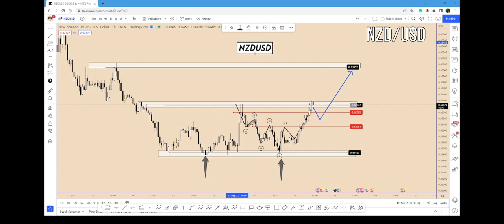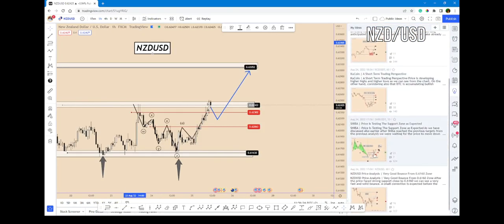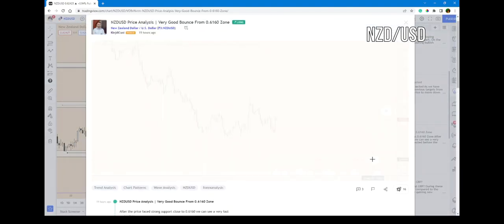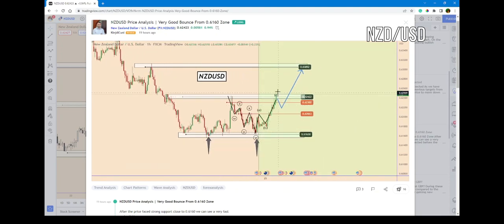Today we are going to make a video review for two trades that I shared yesterday. The first one is New Zealand USD. As we saw, if I press the run button, price reached the upper part of the structure and all the targets were reached. It was a very fast movement, so we are going to look at the process after that.